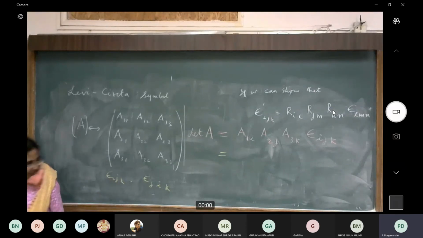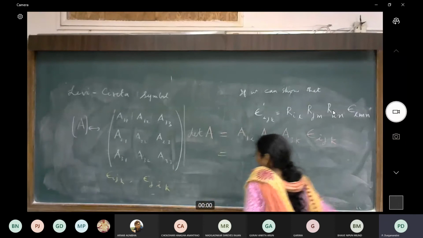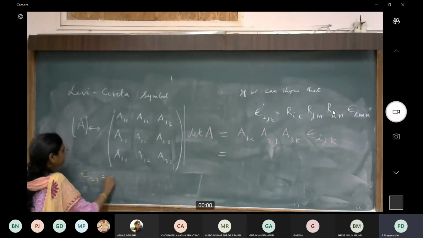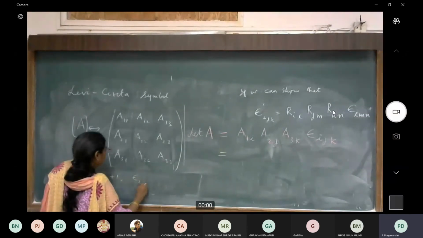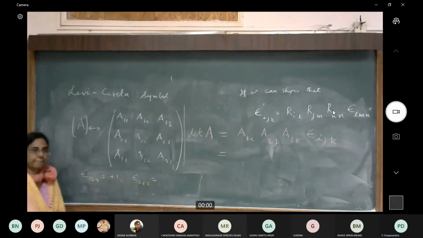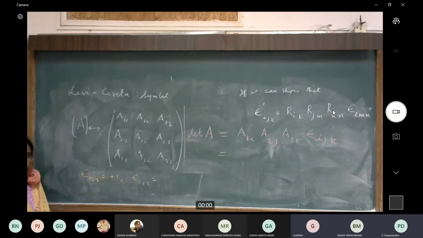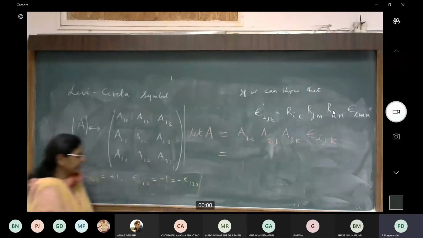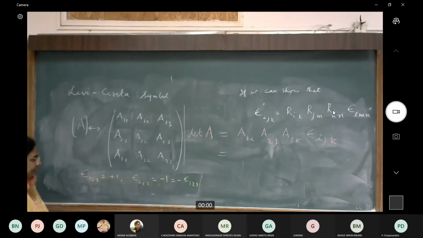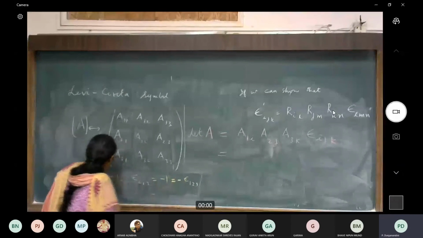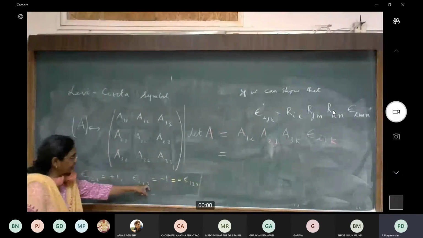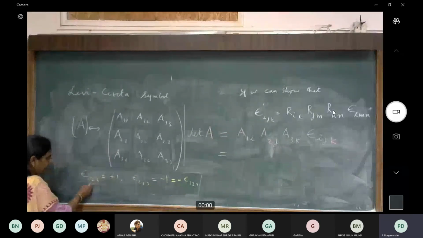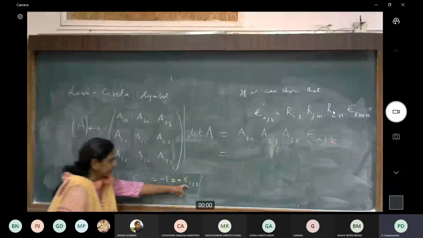Okay, maybe I can do it like this. Epsilon 1, 2, 3 equal to plus 1. Epsilon 2, 1, 3, what is the value of this? Minus 1. So this is like minus of epsilon 1, 2, 3. Agreed? Because epsilon 1, 2, 3 was plus 1, whereas epsilon 2, 1, 3 is minus of epsilon 1, 2, 3. Or in other words, if I exchange these two indices, then I'm changing the sign.